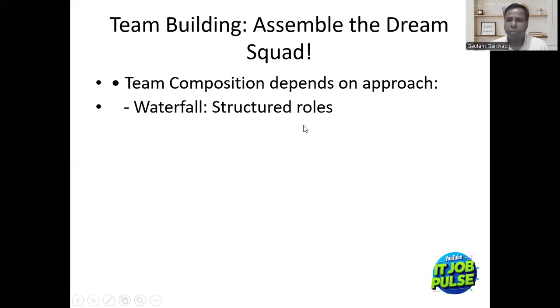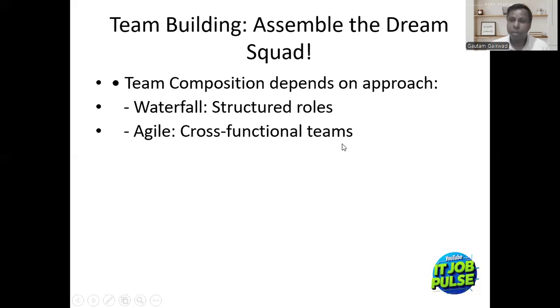That means the PM will do the responsibility of a PM, and a tester will do the responsibility of testing only. So they will not look after any other responsibility. But Agile is a cross-functional team. So developers can do testing, or a Scrum Master can also do testing. A product owner also can do testing.